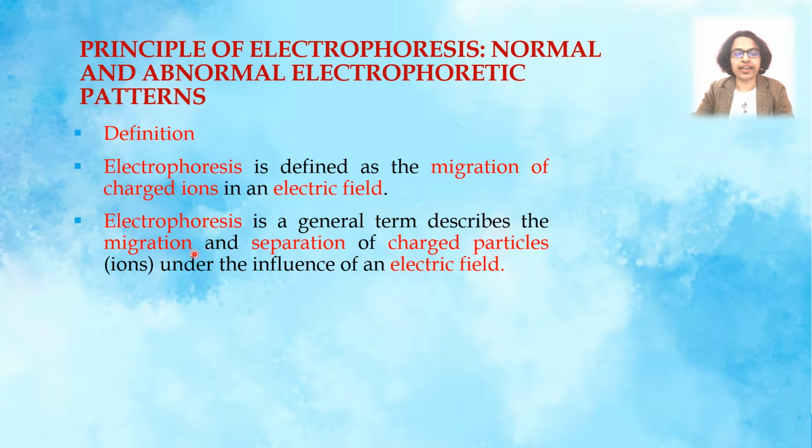Another definition, electrophoresis is a general term which describes the migration and separation of charged particles or ions under the influence of an electric field. Once again we can read this sentence. Electrophoresis is a general term which describes the migration. Migration means movement, and separation of charged particles under the influence of an electric field.